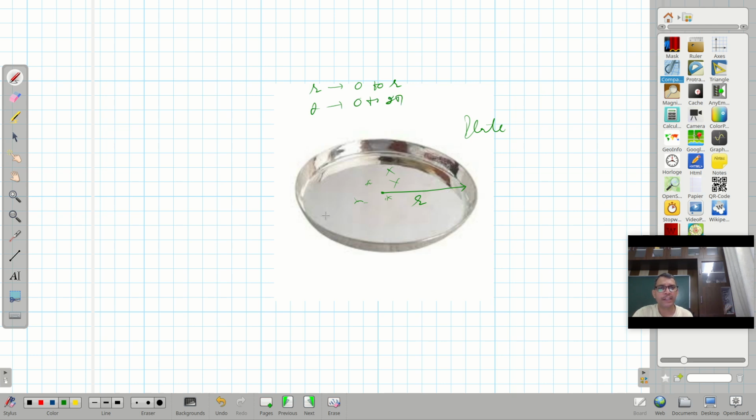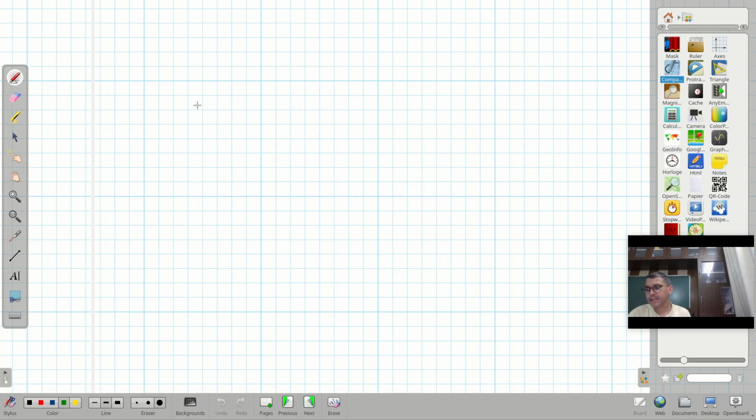So if a particle is supposed to move over a disk or a circular plate, then I can say that only plane polar coordinates will help me, because it's a circular motion. So if problems are like this, then plane polar coordinates will help me. Now let us try to find out the relationship between Cartesian coordinates and plane polar coordinates.